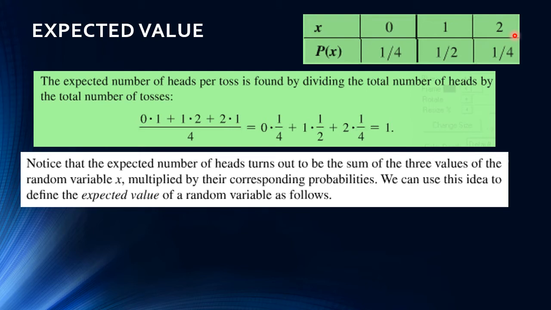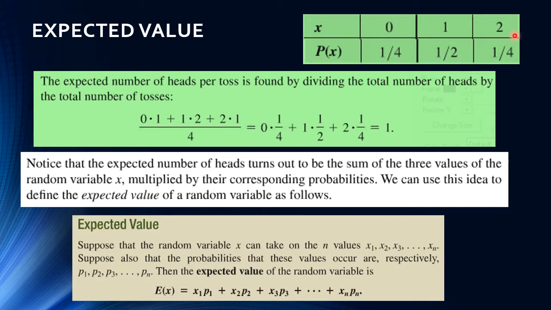Notice that the expected number of heads turns out to be the sum of the 3 values of the random variable multiplied by their corresponding probabilities. We can use this idea to define the expected value of a random variable as follows. Expected value. Suppose that the random variable can take on n values, x sub 1, x sub 2, x sub 3, etc., all the way up to x sub n. Suppose that the probability that these values occur are respectively p sub 1, p sub 2, p sub 3, up to p sub n. Then the expected value of the random variable is x sub 1 times p sub 1, plus x sub 2 times p sub 2, etc., all the way up to x sub n times p sub n.